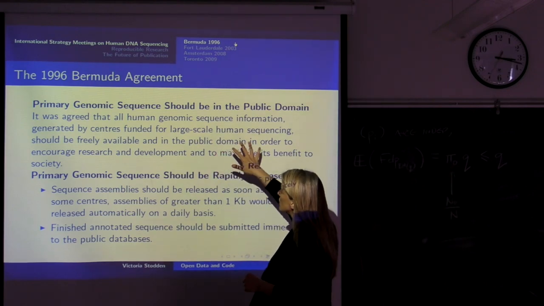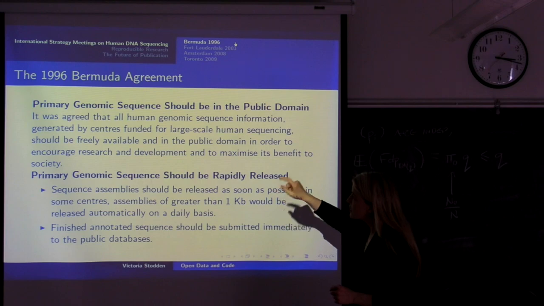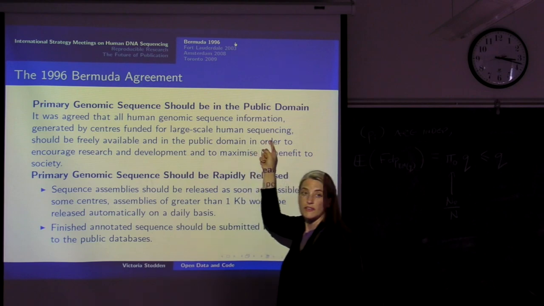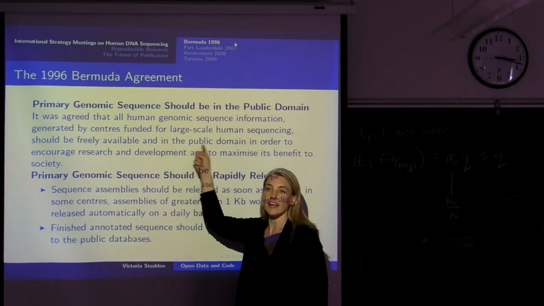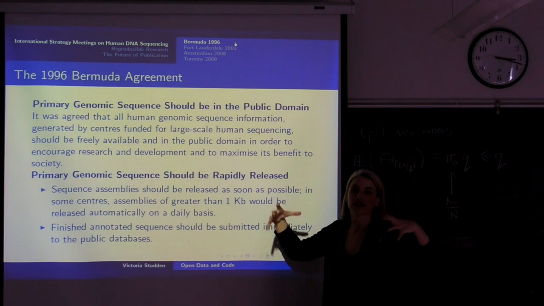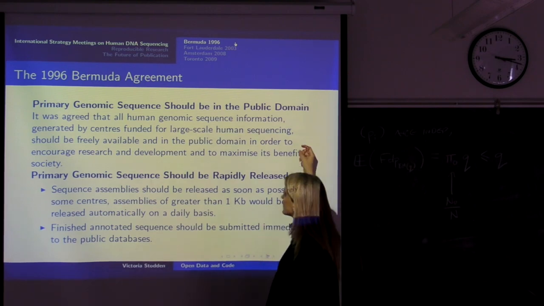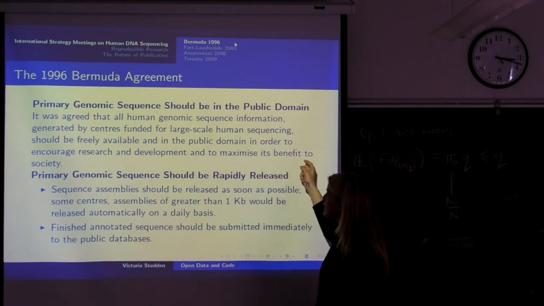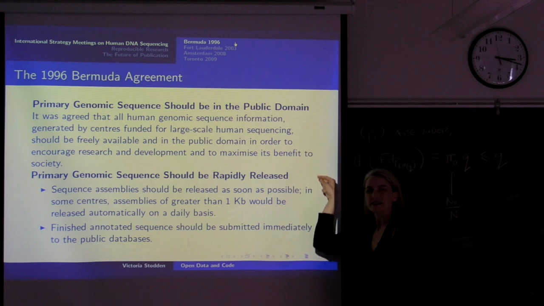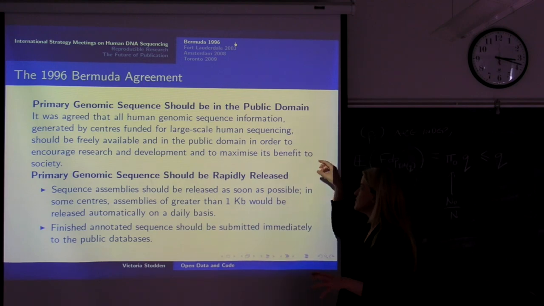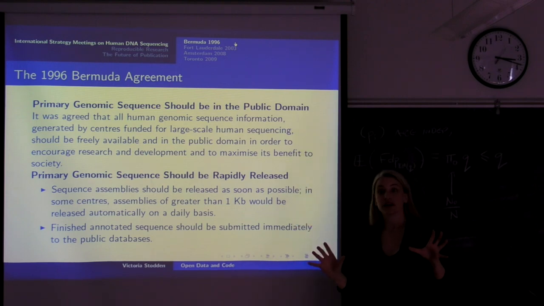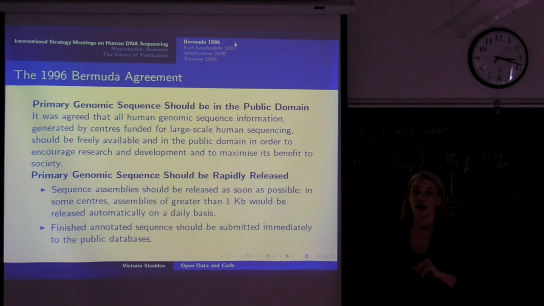Okay. It's agreed that all human genome sequence information generated by centers funded for large-scale human sequencing, so those are the people at the meeting, right? And you can even see this is language we wouldn't have today. You don't think of a large-scale sequencing center anymore. Should be freely available and in the public domain in order to encourage research and development and maximize its benefit to society. So given the backdrop that I just explained, you can maybe read in a little bit of the Venter influence here, that they really wanted to make sure this stuff was in the public domain.